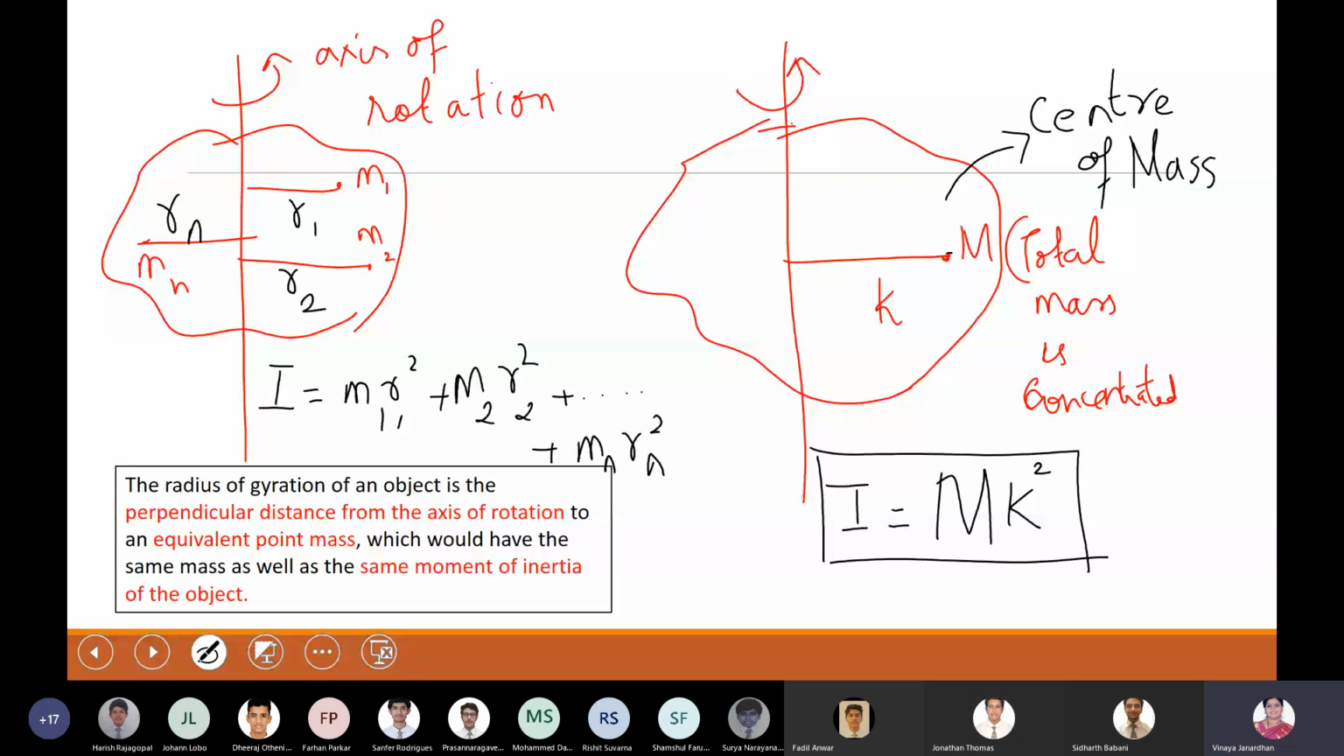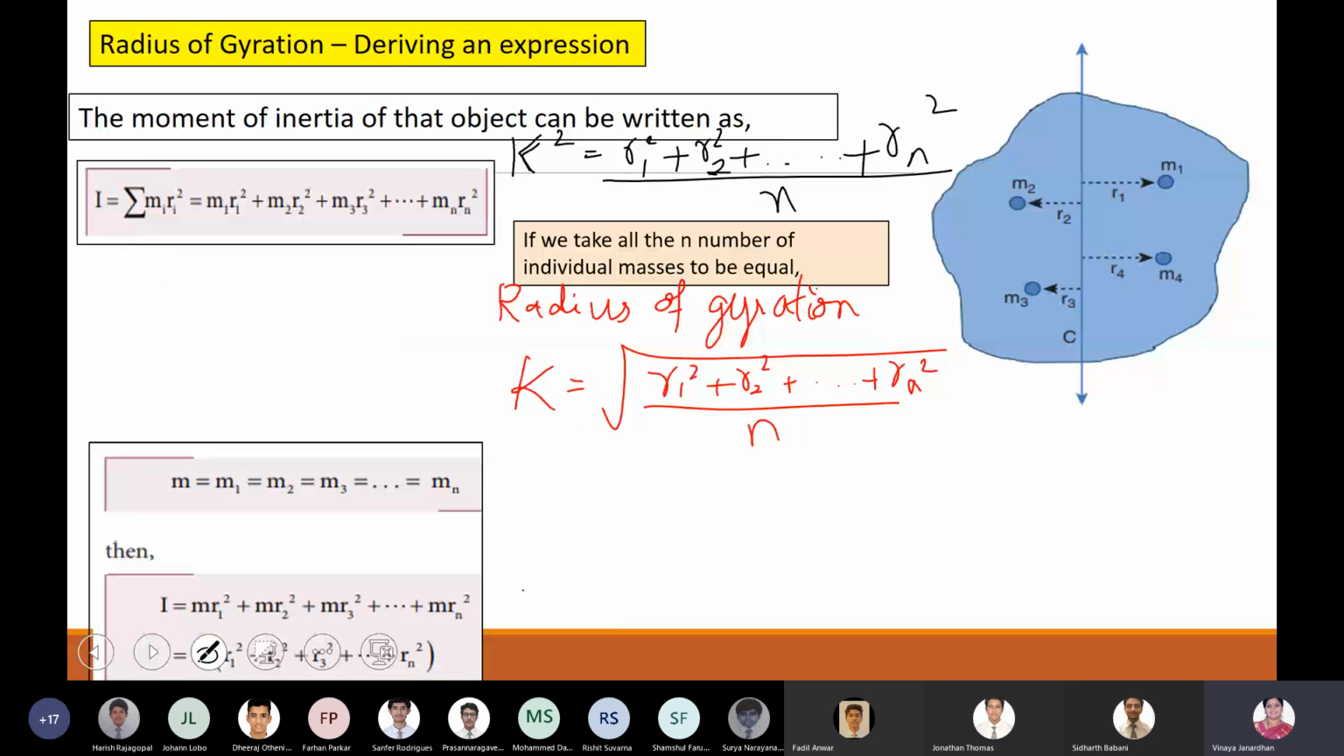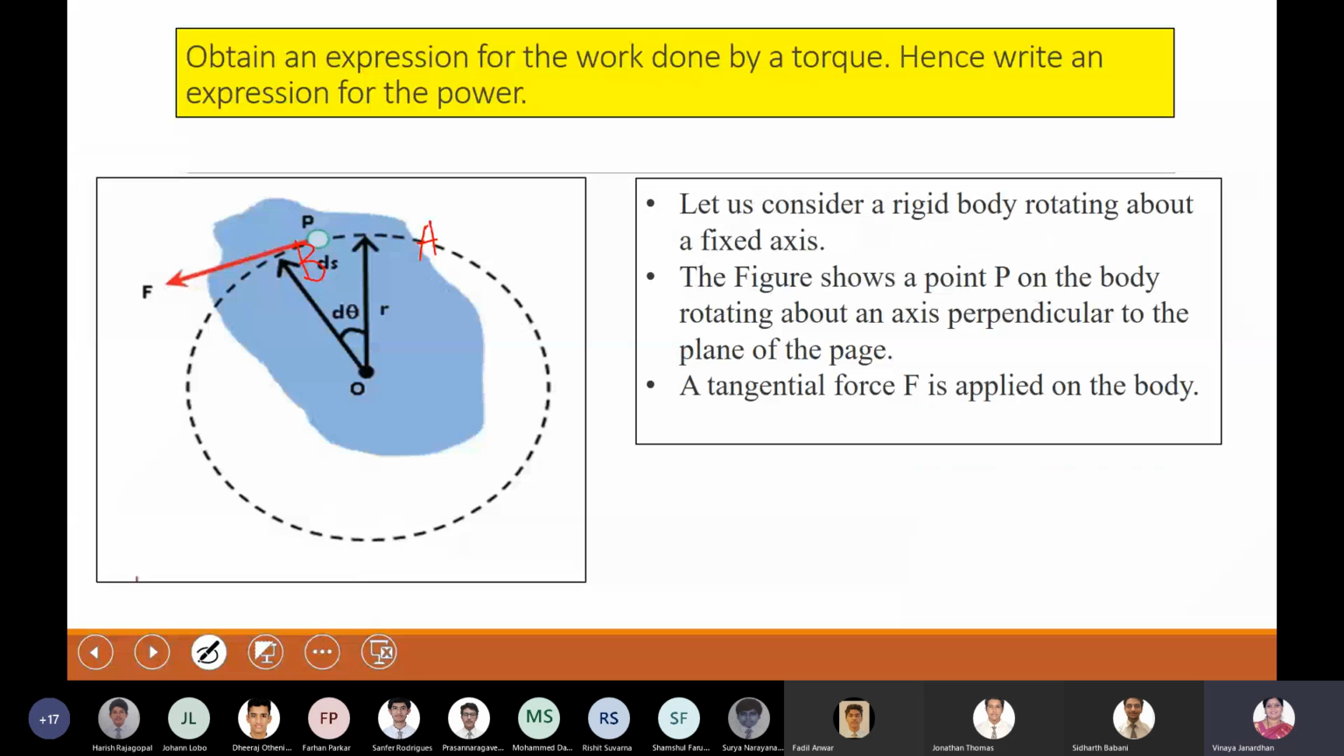So there are two ways of expressing your radius of gyration. It is nothing but the distance of the center of mass from the axis of rotation. How do you measure your radius of gyration? You measure it by finding the square root of the mean of the square of the distances of all the particles from the axis of rotation. Are you clear? Next, we'll go for, right, boys.